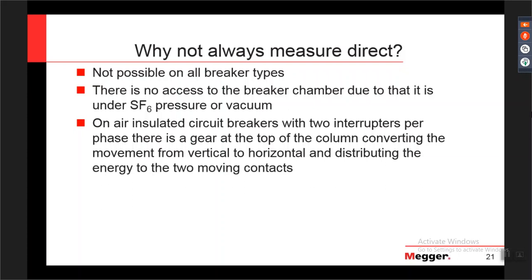And on some breaker types, the type where you have two brakes in one phase, like a T configuration, there is a small gear also between the two braking chambers at the top. So even if you could measure on the pull rod that you have in the column, it's not exactly the same movement that you have at the contacts. So it's a little bit complex.